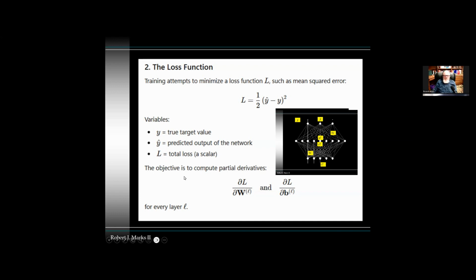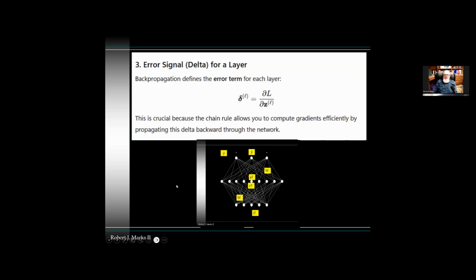And we want to compute the partial of the loss function with respect to the weights for every value of L. And the delta L is given by this relationship. This backpropagation defines the error term for each layer. And this delta L is something which we can compute by error backpropagation. And we do it this way.